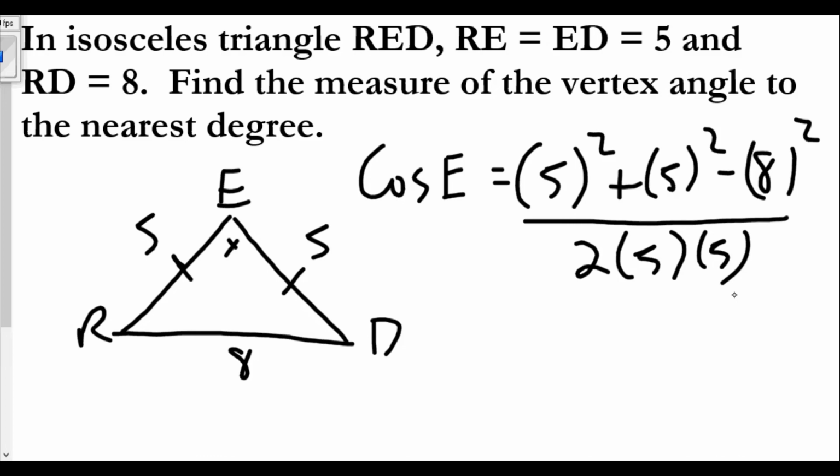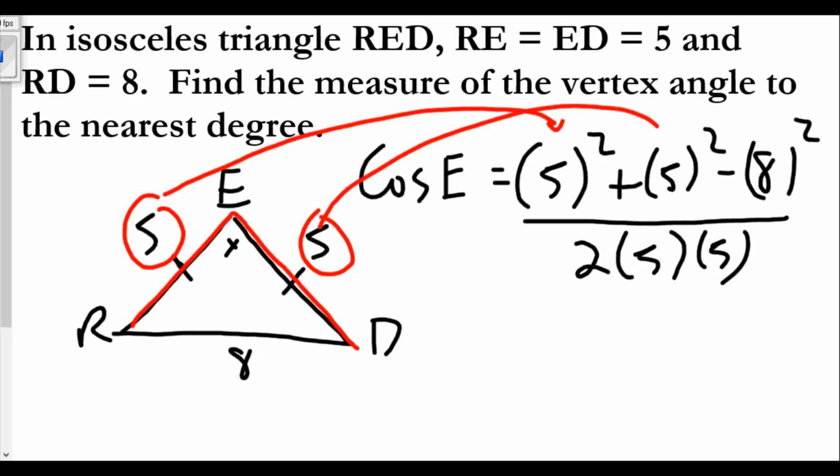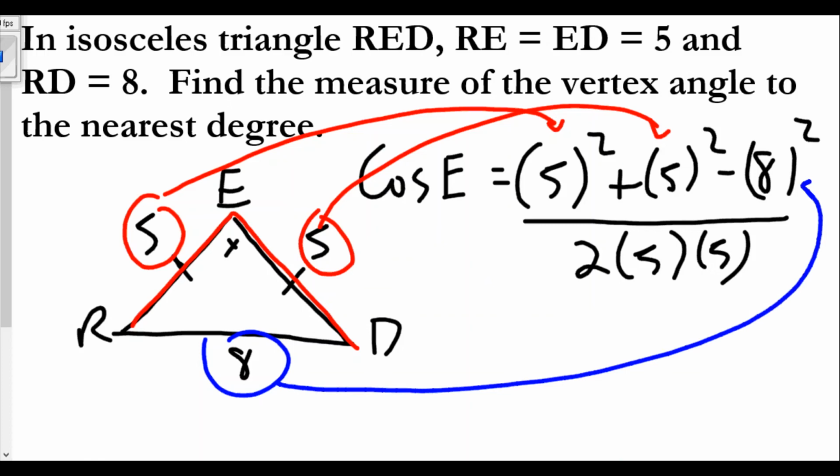See, again, the sides that surround the angle are going to be the sides that are added here. Okay, and the side we're looking for is the one to be subtracted here. Okay, and so let's now find this, because it's a little messy here.